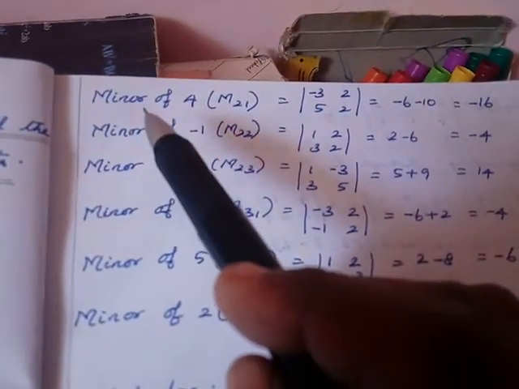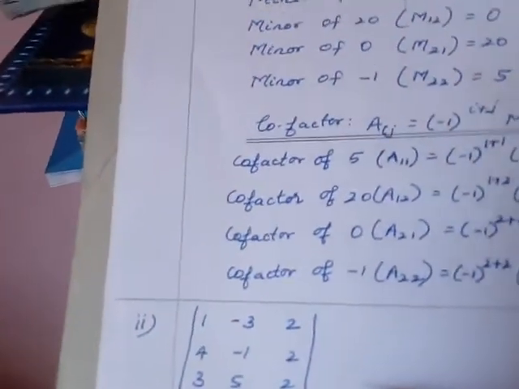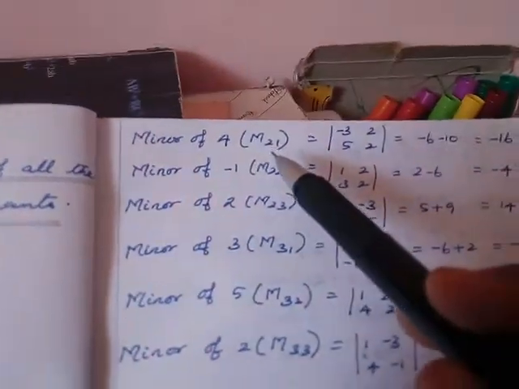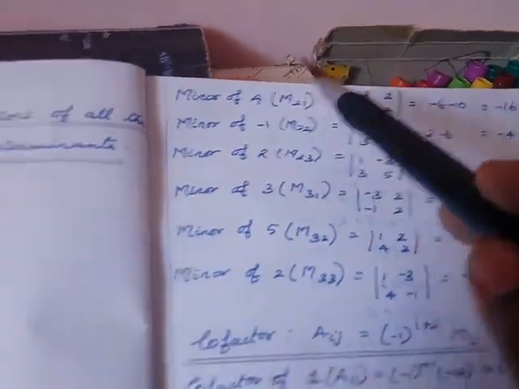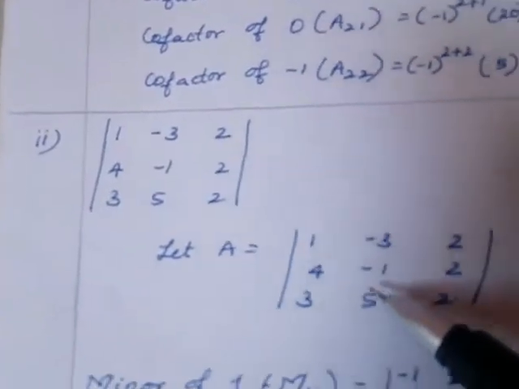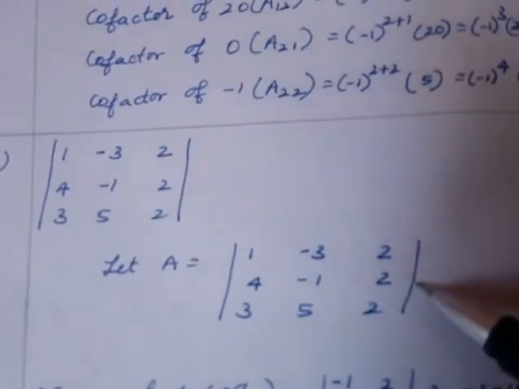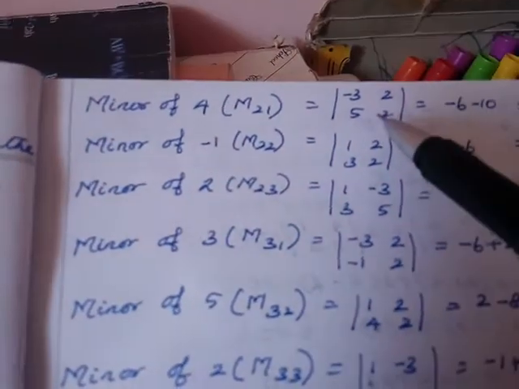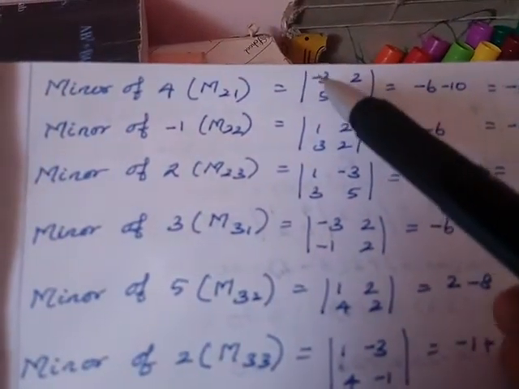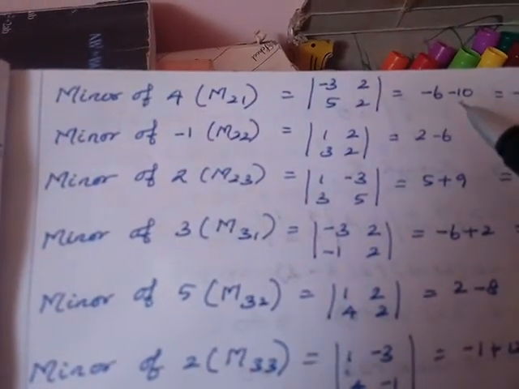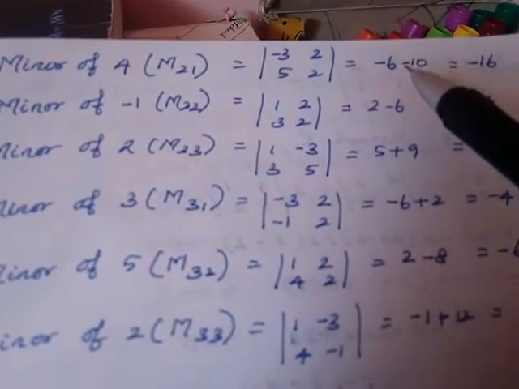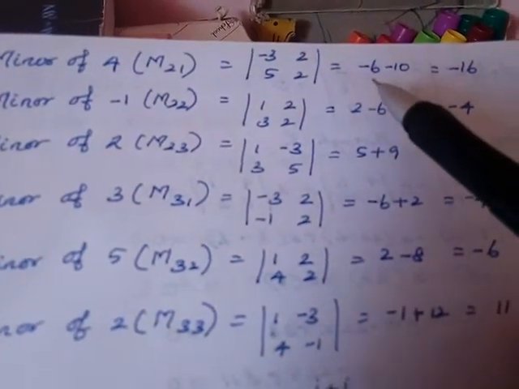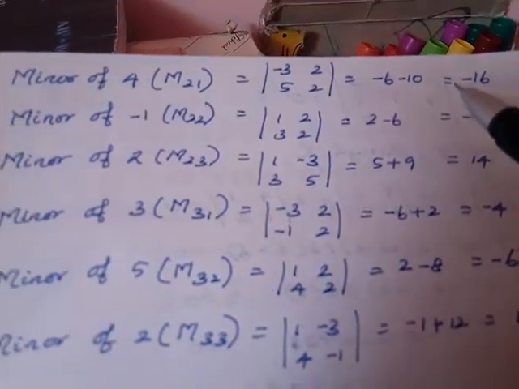Next, minor of 4. Next element is 4. So minor of 4, second row first column. What should I do here? For 4, I will leave this row and this column. What will be the remaining? Minus 3, 2, 5, 2. Again, minus 3 into 2 is minus 6, minus, already you have to put one minus here, 5 2s are 10. Minus 6 and minus 10 will give you minus 16.